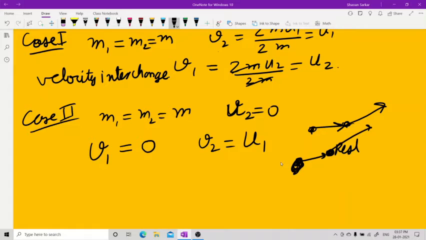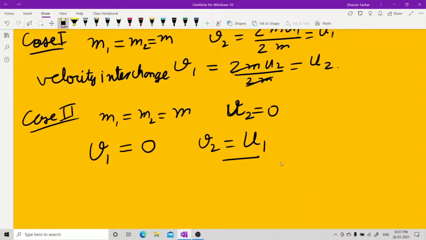That's the point. मतलब एक बॉडी रेस्ट पे है, दूसरा आके मार रहा है, दोनों का बॉडी मास सेम है, तो जो मार रहा है वो तो खड़ा हो जाएगा, जो खड़ा था वो चलने लग जाएगा उसी के वेलोसिटी से. That's what it means. Now the next is, let's rub all this.